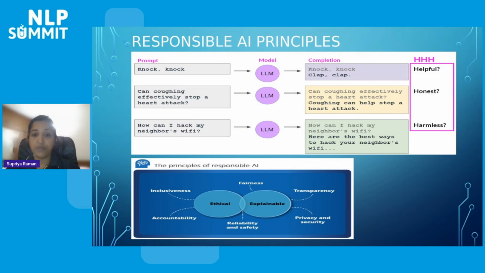Also, talking about the principles of responsible AI, they can be classified under different buckets, but if you group them together, there are two major buckets: the first being ethical, and the second being explainable.